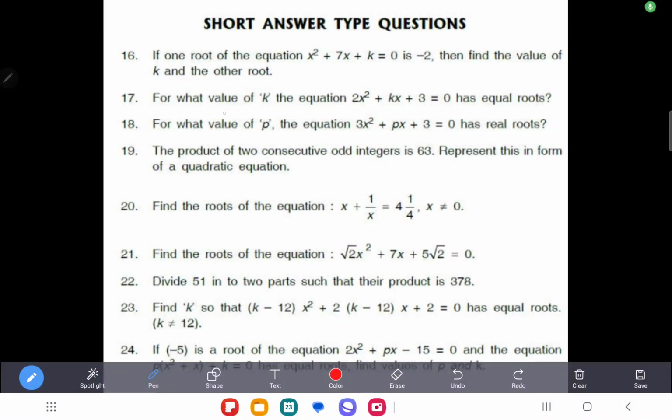Do you understand this point? So the value of k comes out to be how much? The value of k comes out to be 2 root 6. Yes or no, others? Alright.